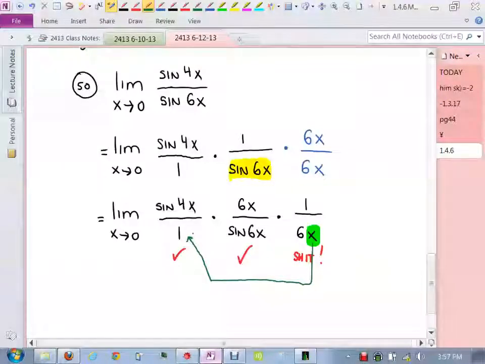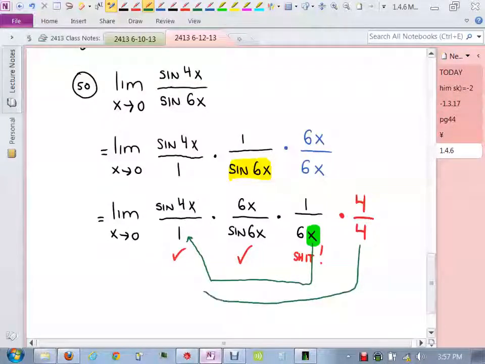What do I still need there? I have the x under there. I need the 4. I need a 4 there, don't I? How can I introduce a 4? Same thing, but see, this time I'm not putting 4x, I'm just putting 4. 4 over 4. And then I'm going to take that 4 and slide that underneath here with the x.